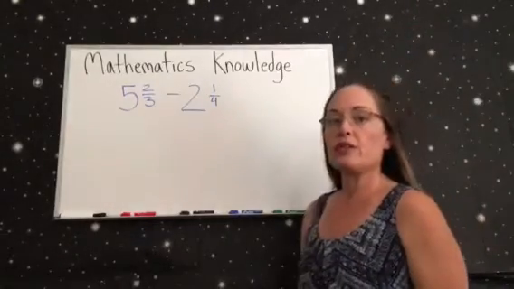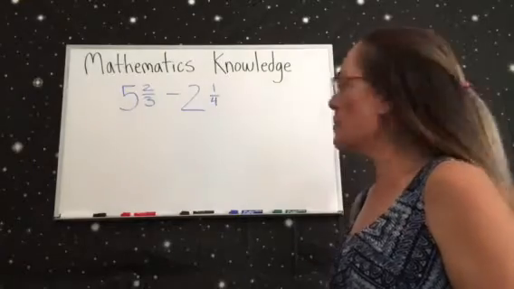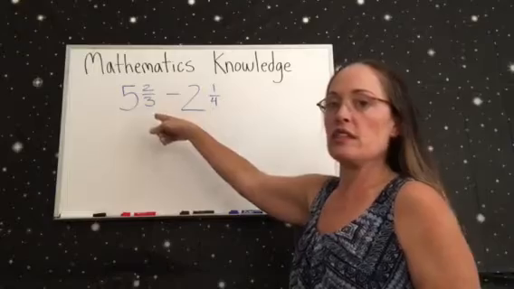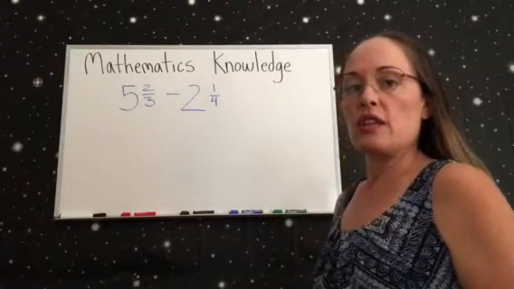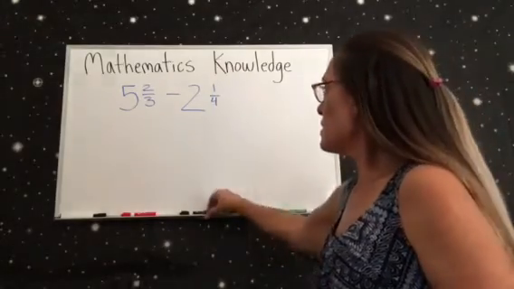Now we're going to do another problem in the mathematics knowledge section of the ASVAB. Here they're asking you to take 5 2/3 and subtract 2 1/4. So I automatically want you to think that you need to turn it into an improper fraction first.